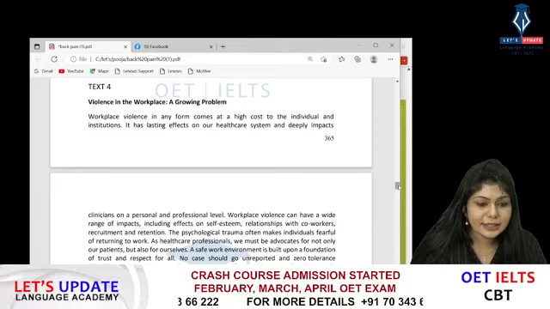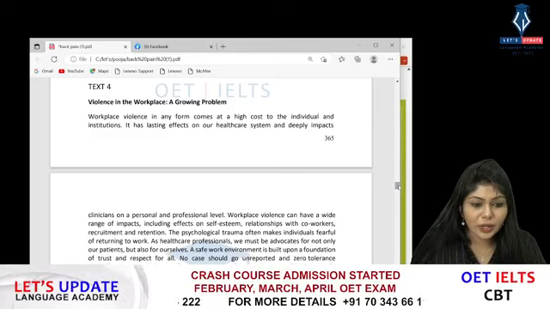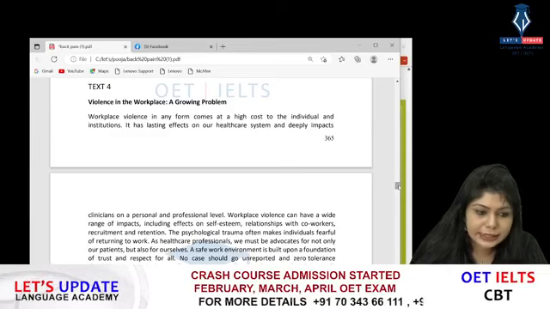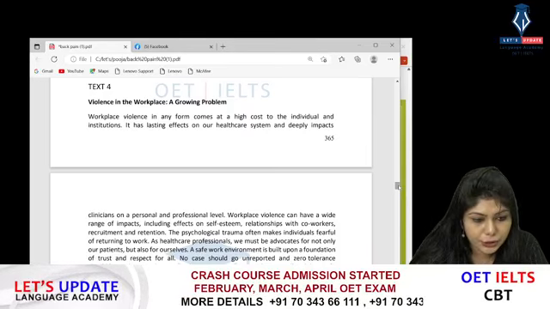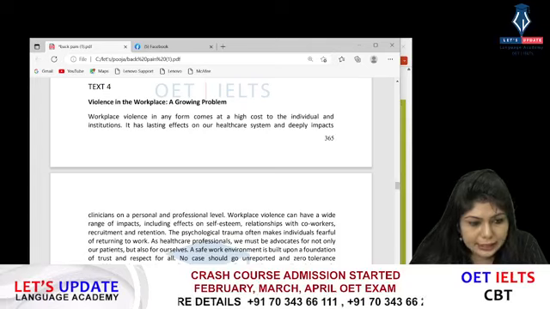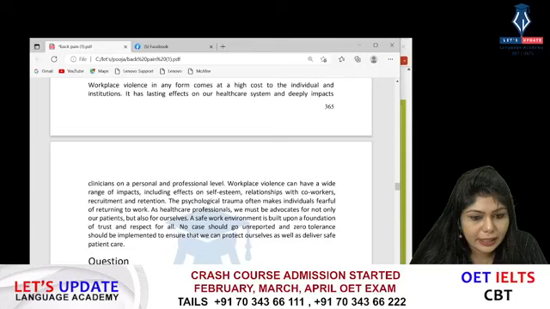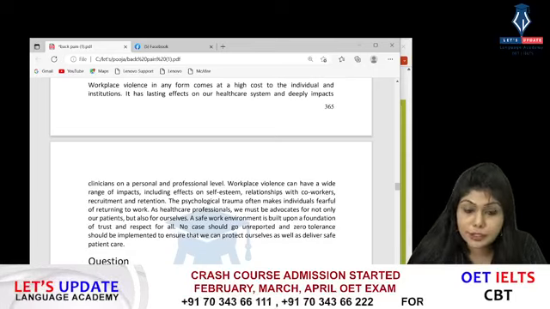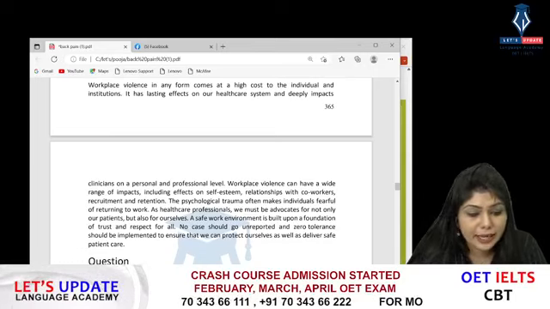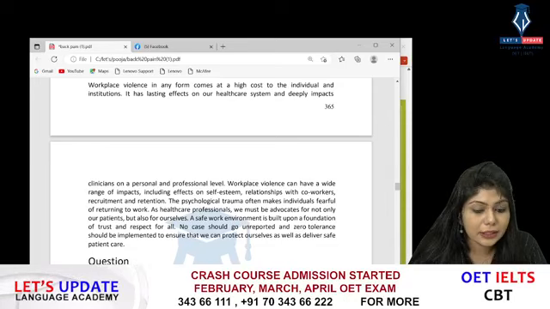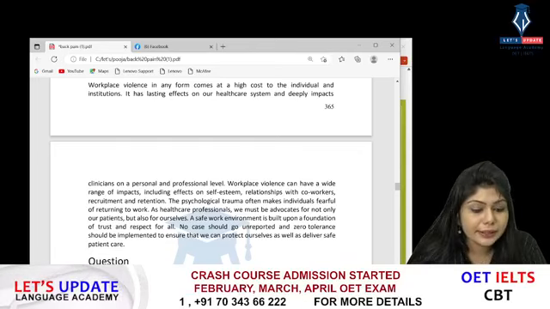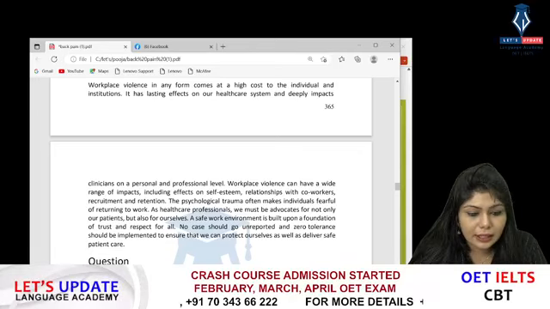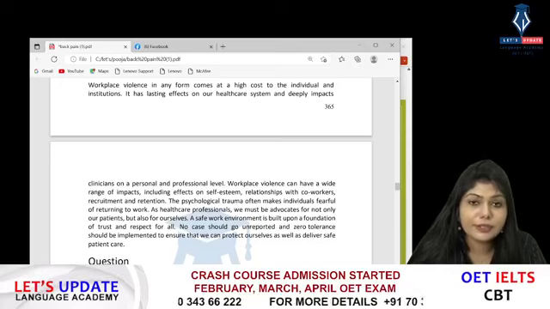Okay, so let's read it now. Violence in the workplace, a growing problem. That's a heading, and the extract is: workplace violence in any form comes at a high cost to the individual and institutions. It has lasting effects on our healthcare system and deeply impacts clinicians on a personal and professional level. Workplace violence can have a wide range of impacts, including effects on self esteem, relationships with co workers, recruitment, and retention. The psychological trauma often makes individuals fearful of returning to work.